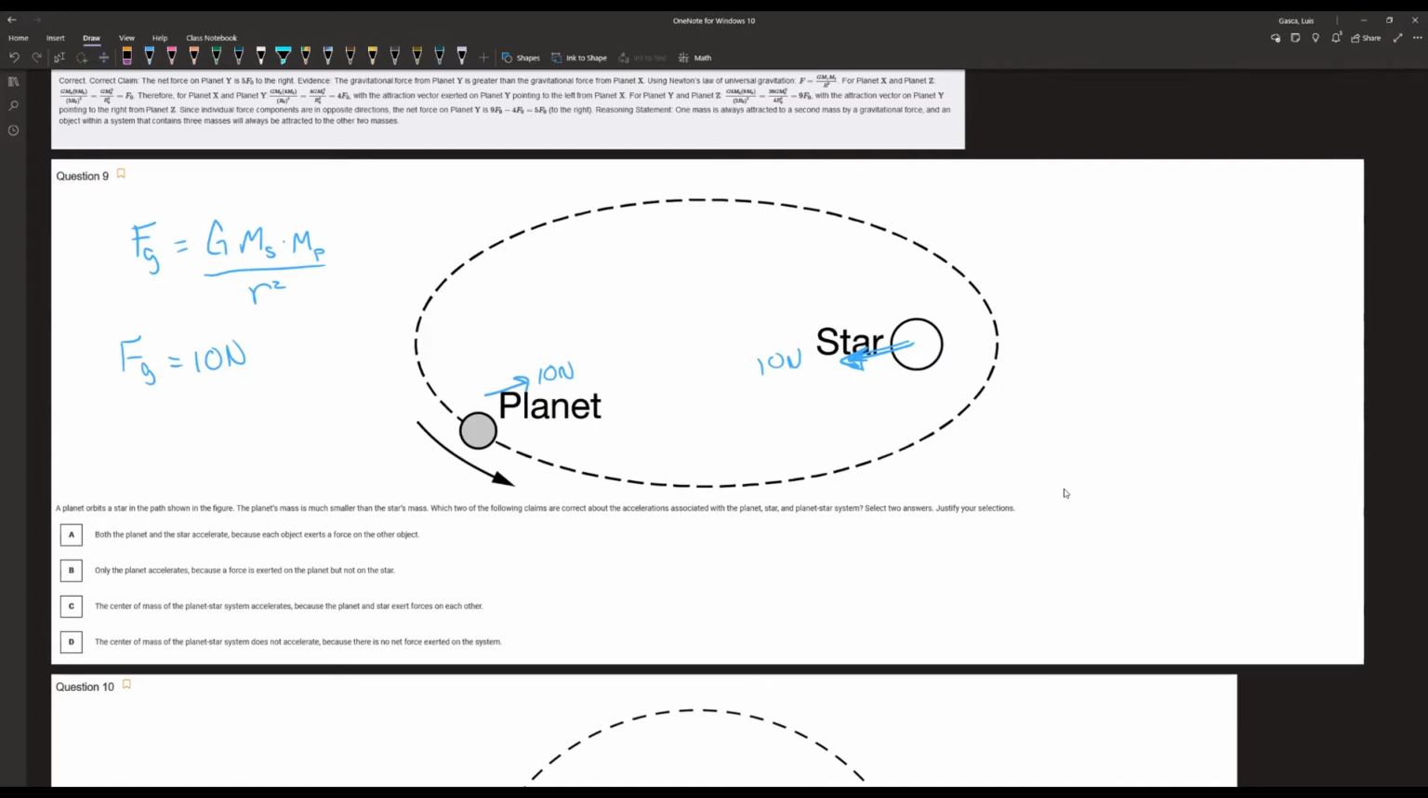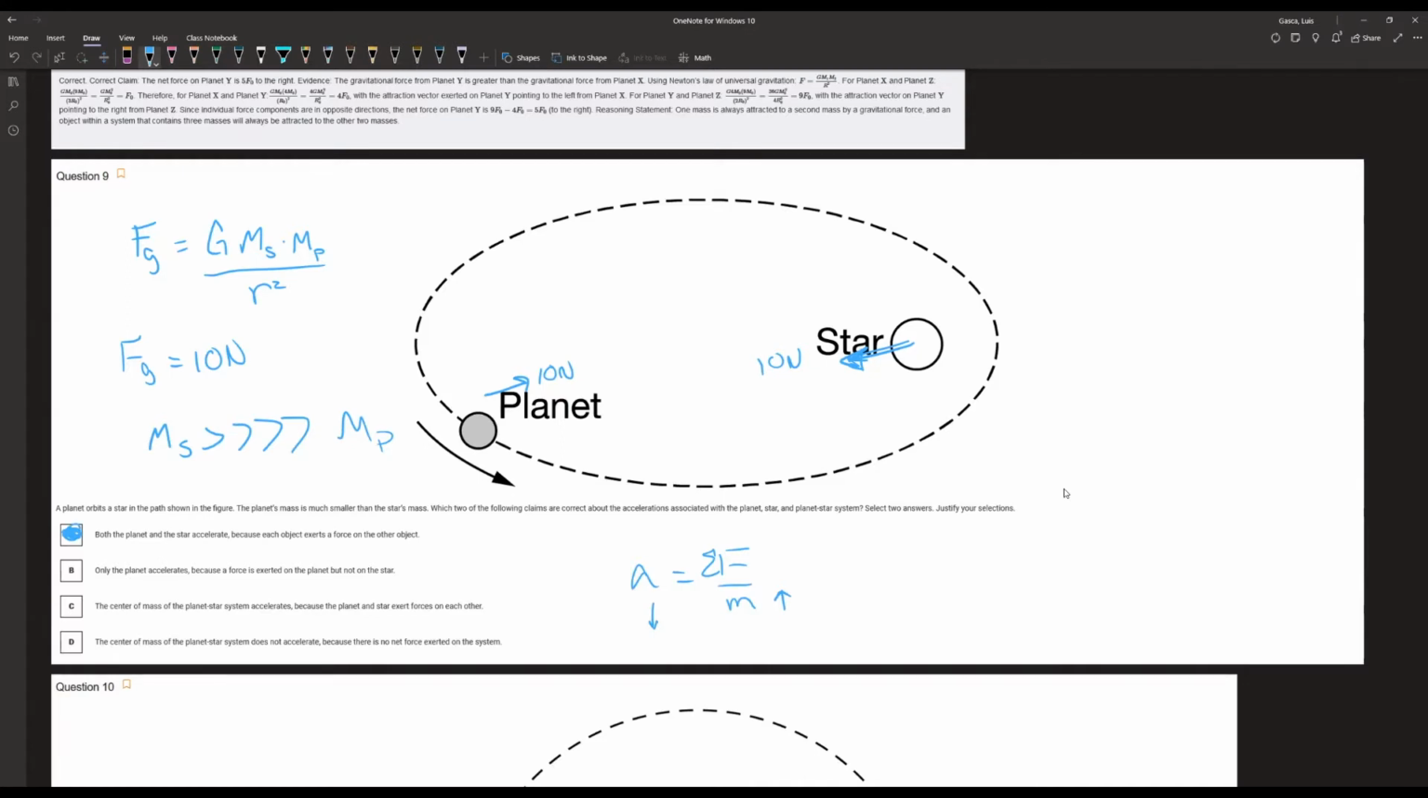The big issue though is the acceleration of the earth is going to be much less as you fall because it's that much more massive. So very important: both the planet and the star accelerate because each object exerts a force on the other. It's the same magnitude, but the mass of the sun is way bigger than the mass of the planet. Acceleration is net force divided by mass, so when the mass is really huge, the acceleration is going to be really small.